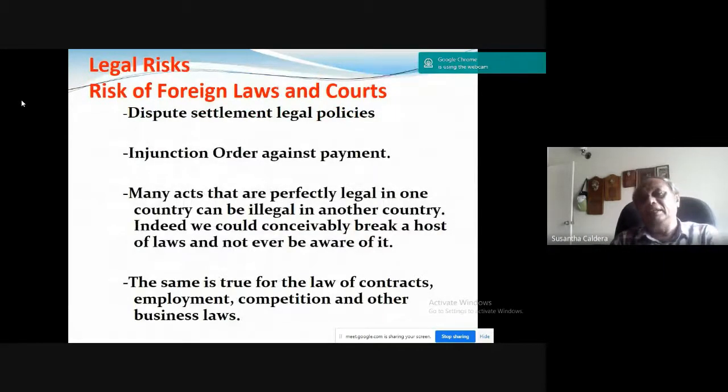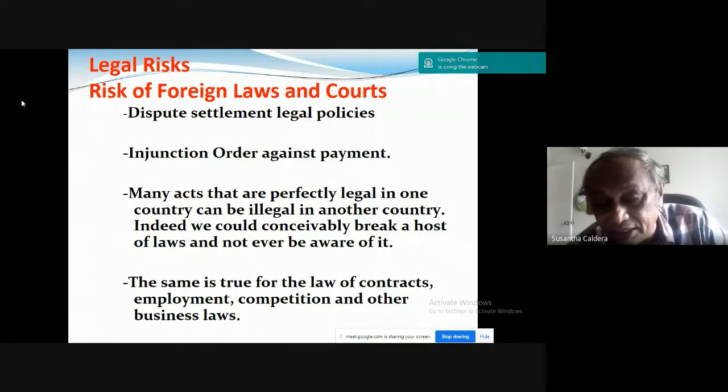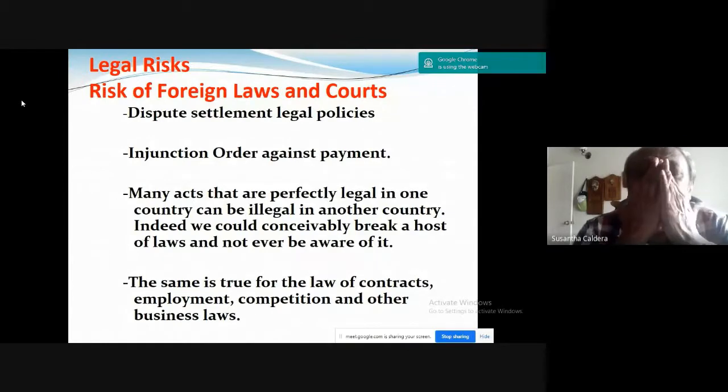Legal risk. Risk of foreign laws and courts. Dispute settlement, legal policies. Country to country, it changes. So before you start business with the counterparty, you have to check all these things. Right? Injunction order against payment.